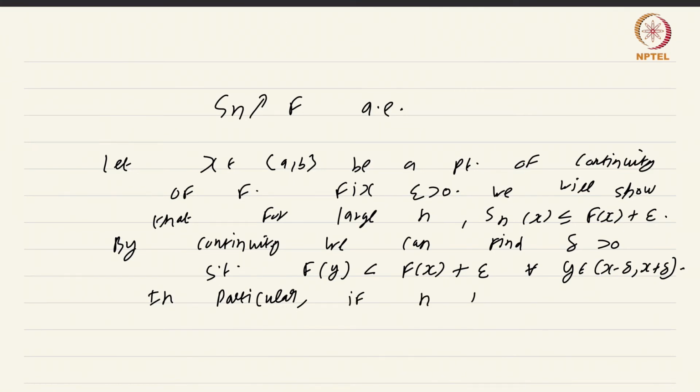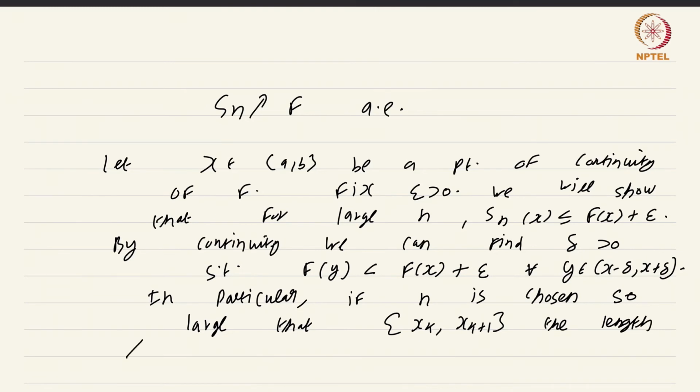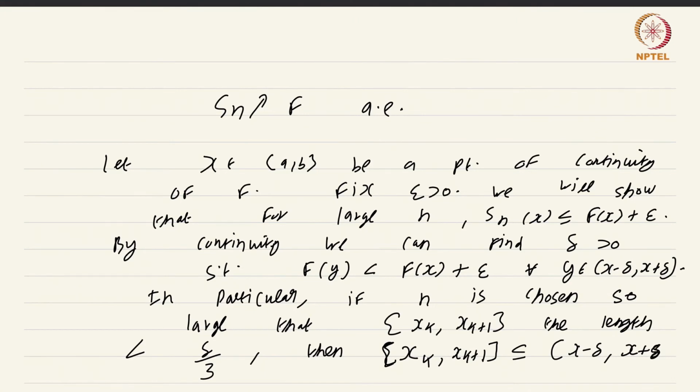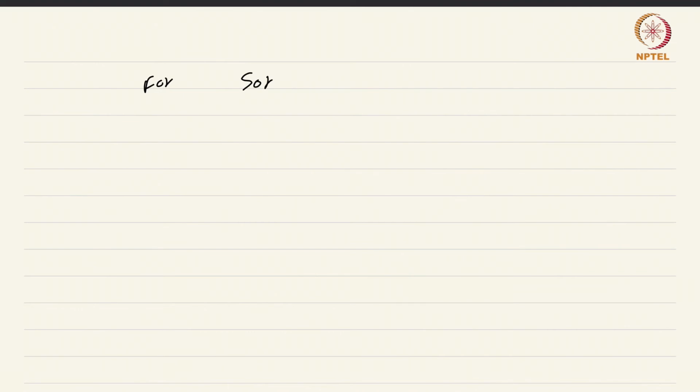Okay, in particular, if n is chosen so large that the length of each subinterval, that is b minus a by 2 power n, is less than delta by 3, then the interval xk plus 1 would be a subset of x minus delta, x plus delta for some k. Okay, and x is in xk plus 1.